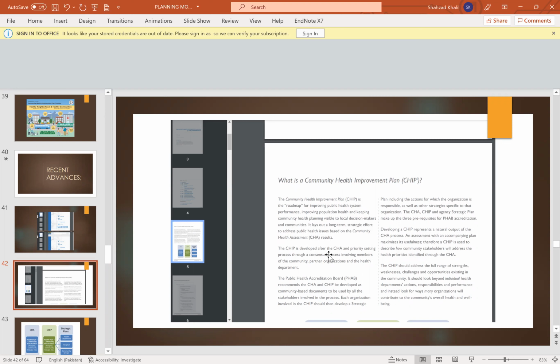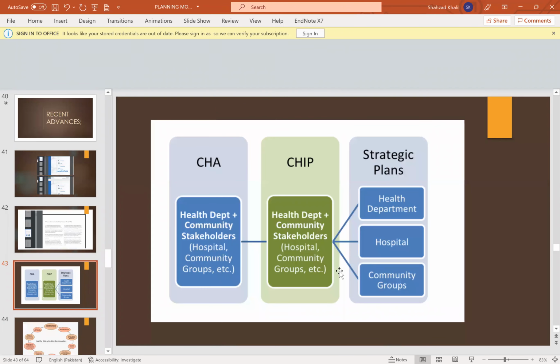So a CHIP is developed after the community health assessment and priority-setting process, through a consensus process involving members of the community, partner organizations, and the health department. Developing a CHIP represents a natural output of the community health assessment. As you can see in this picture, the community health assessment includes the health department plus community stakeholders, hospitals, community groups, etc. Then a CHIP comes, and then there are the strategic plans related to the health department, hospitals, and community groups.